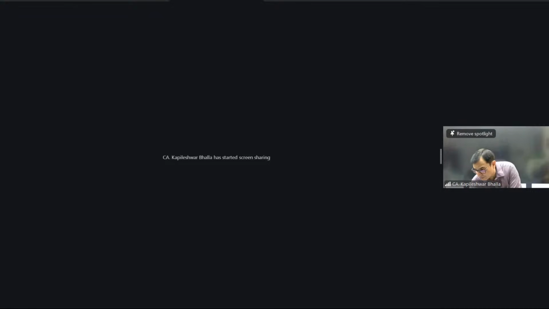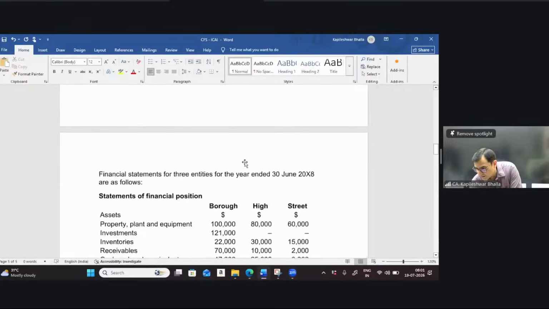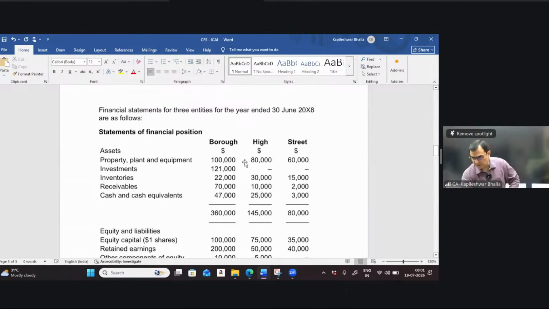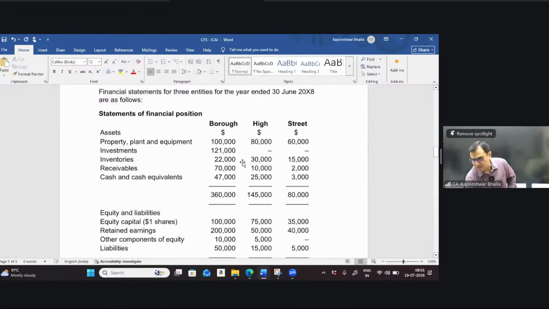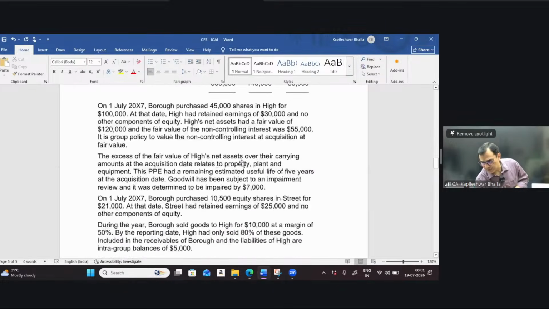So I'm sharing another question with you on the screen. Let's have a look at this particular question. You can maybe take a snapshot of this one as well. Now we are given the financial statements of three companies: B, H, and S. B is the parent, H is the subsidiary, and S is the associate company. So we're given the balance sheets of all these companies, and then comes the additional information.